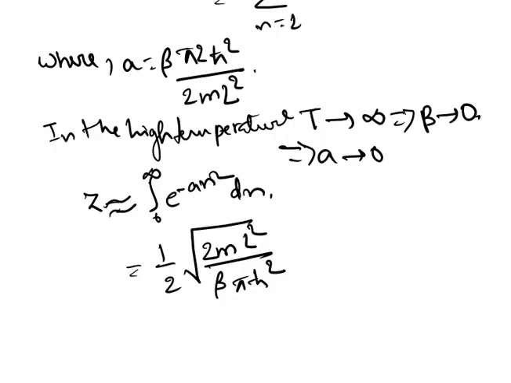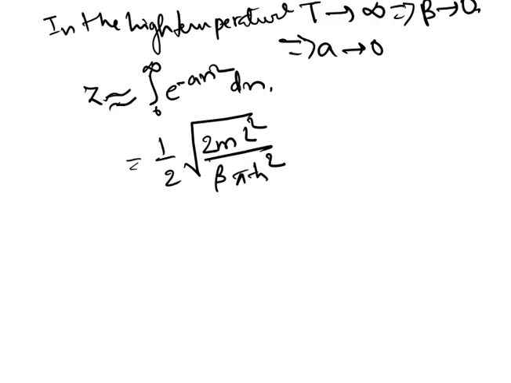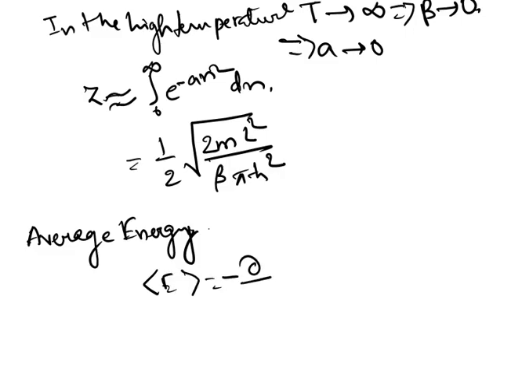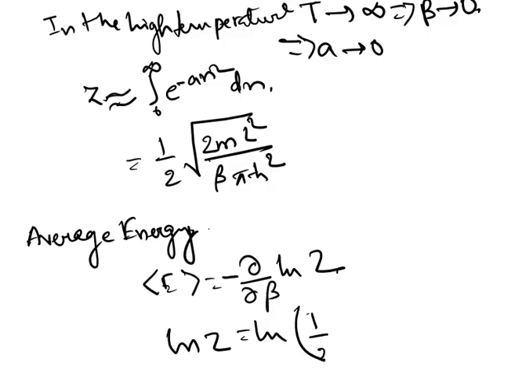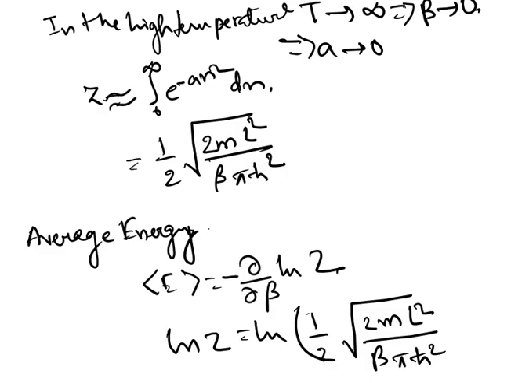So now the average energy. We can write the average energy as E = −∂/∂β of ln Z, where ln Z is ln of half root of (2 m L² / (β π ħ²)).